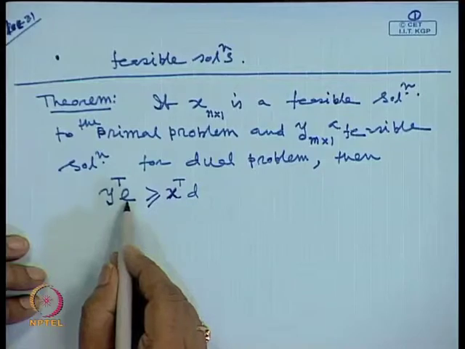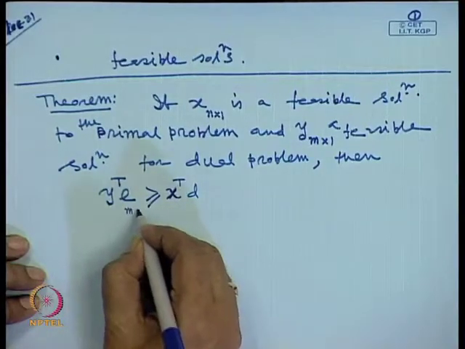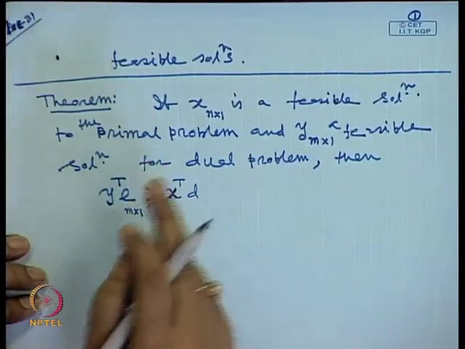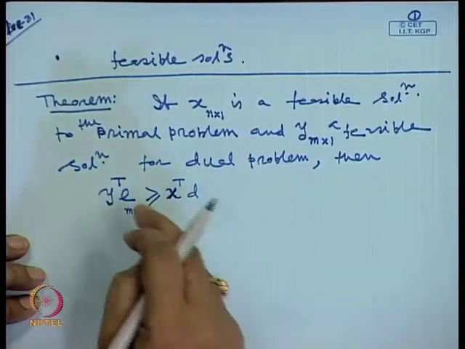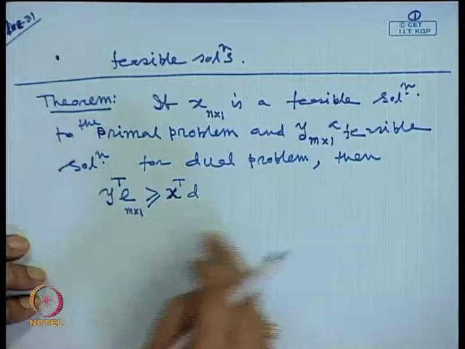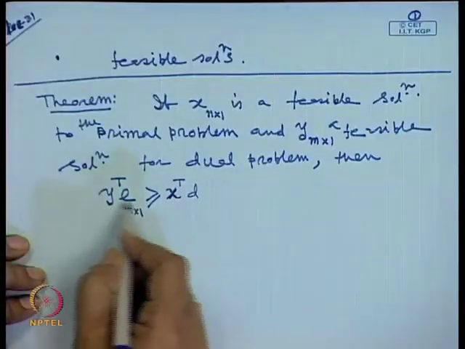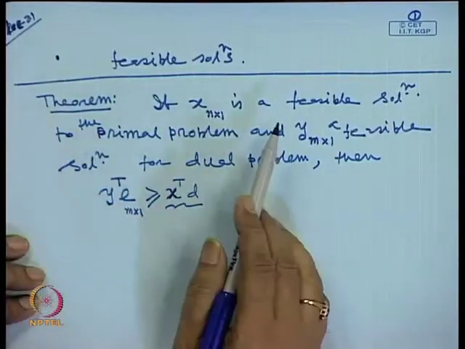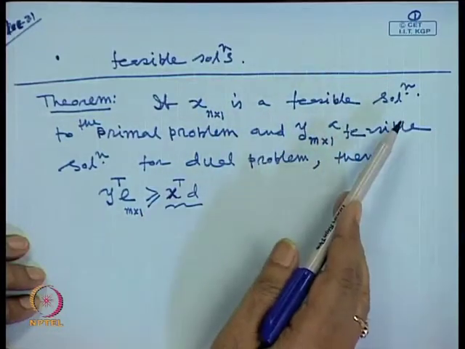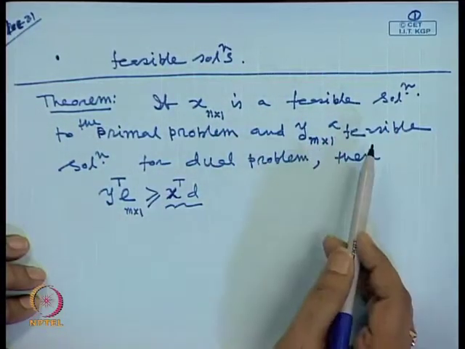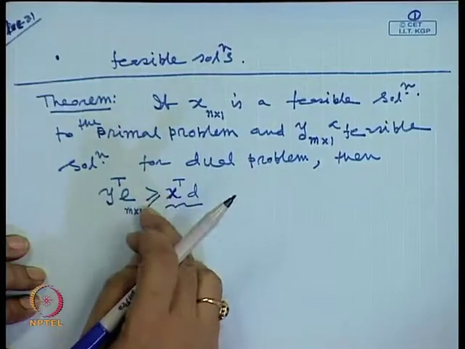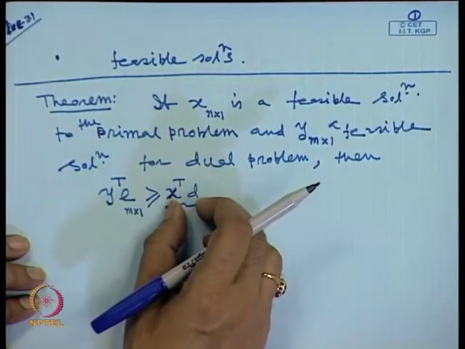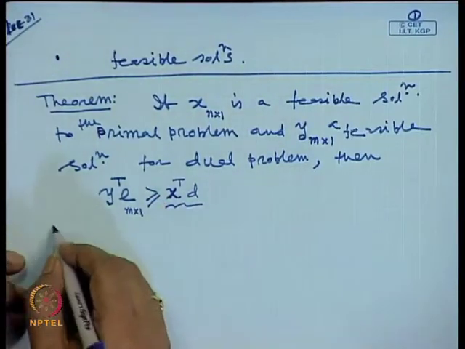And you know the dimension of e: it is m cross 1, since in the primal problem there are m inequality constraints, and the same number of variables are present in the dual problem. So this is a scalar quantity, and this is also a scalar quantity. Our theorem tells us that if x is a feasible solution of the primal problem and y is a feasible solution of the dual problem, then the objective function value of the dual problem is always greater than or equal to the objective function value of the primal problem. That is one. Let us see the proof of this one.